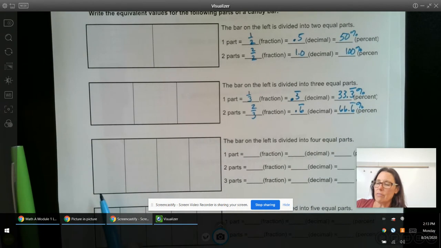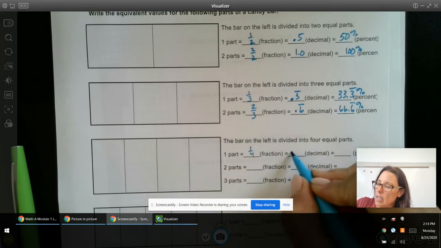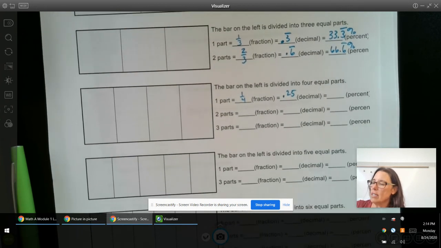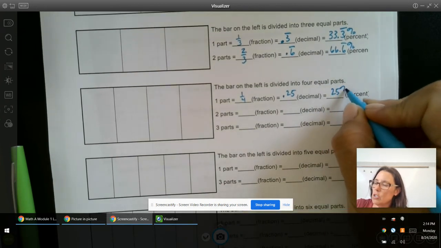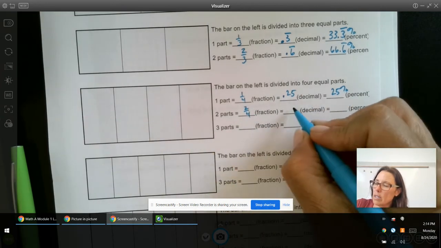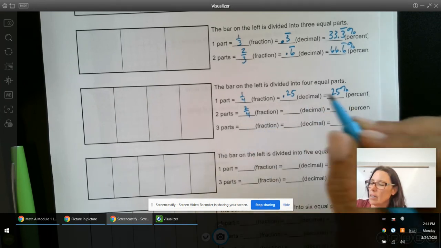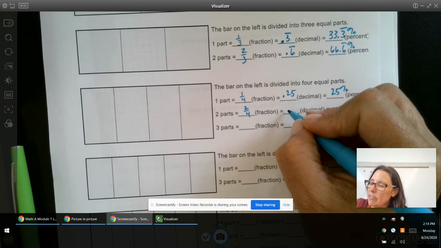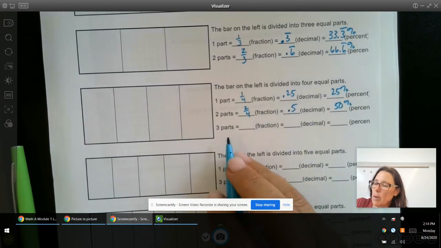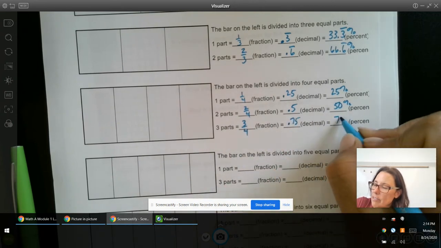Okay, this one, we've got 4 pieces. 1 part of 4 would be 0.25. As a percent, 25%. 2 parts of 4. Think about that, it reduces to a half, doesn't it? So 0.5, 50%. 3 parts of 4 is 0.75 or 75%.